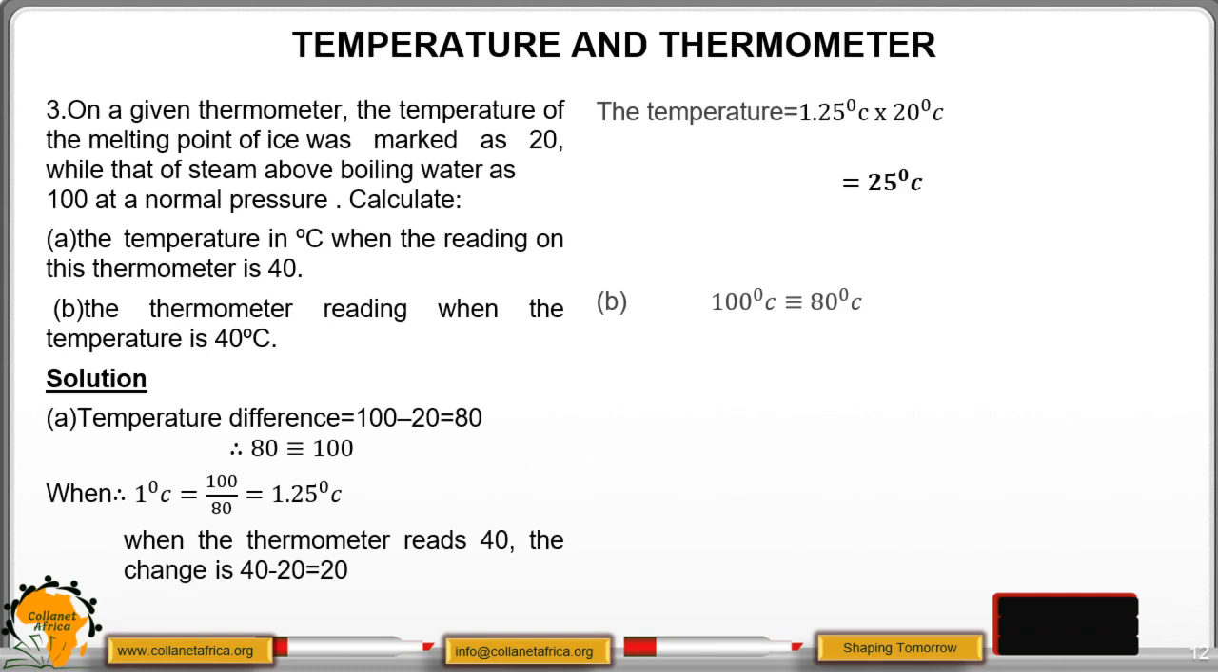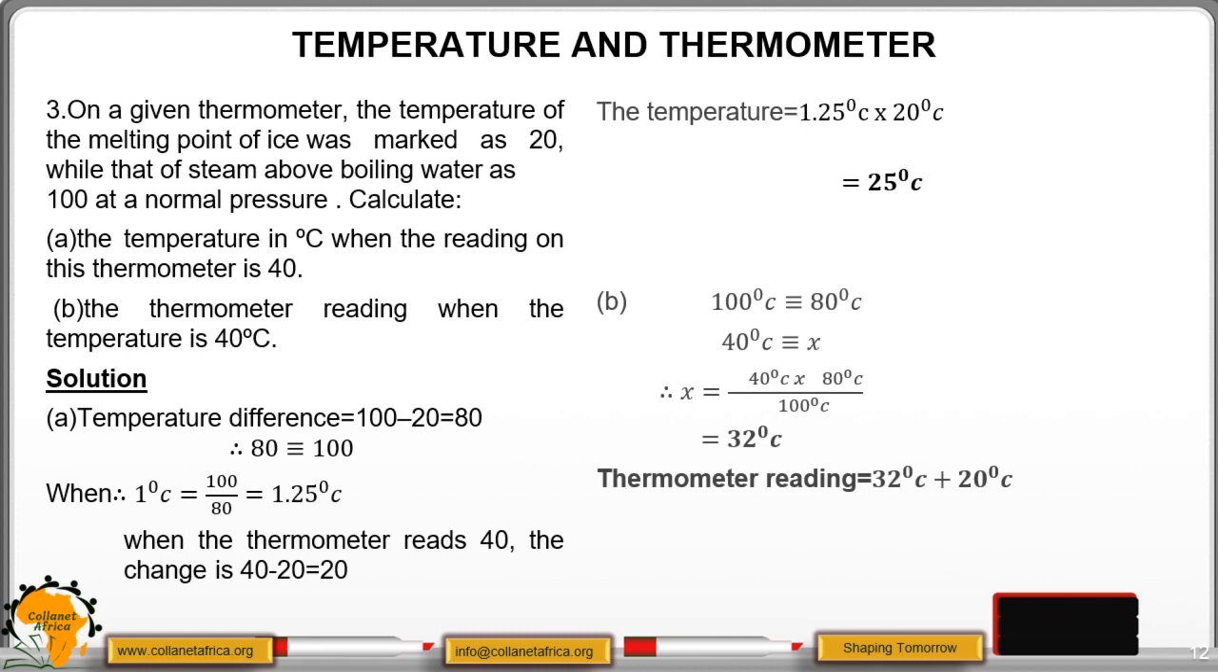We come to the second part, the thermometer reading when the temperature is 40 degrees. We proceed as we've done. We have that 100 is equivalent to 80. What about 40? When you cross multiply, you get that 40 degrees Celsius is equivalent to 32 degrees on the thermometer. But remember, now we want the thermometer reading.